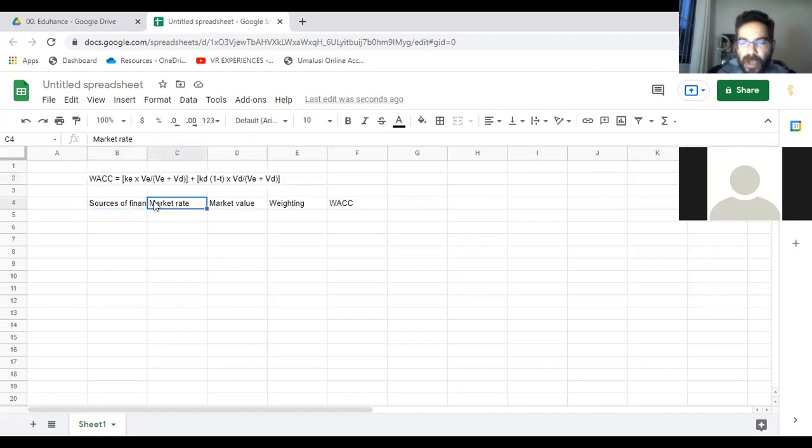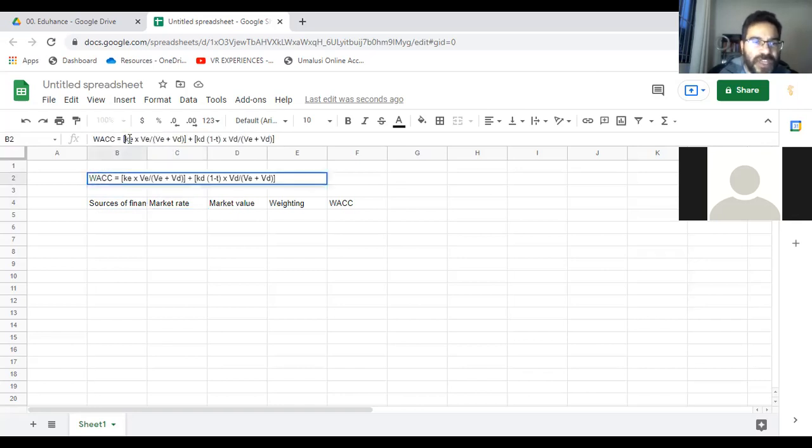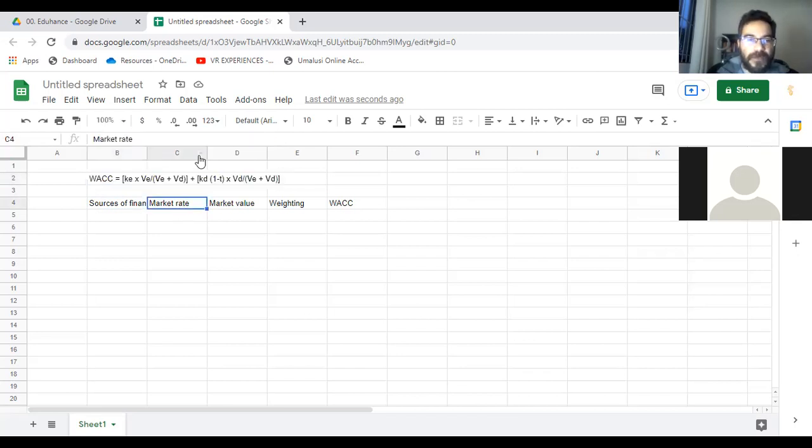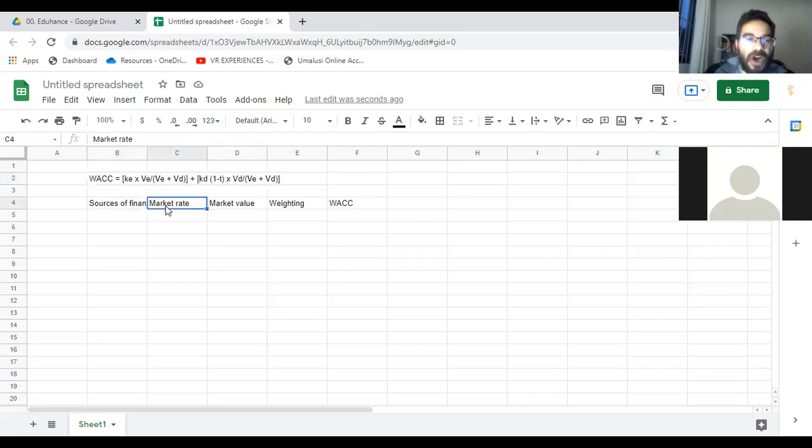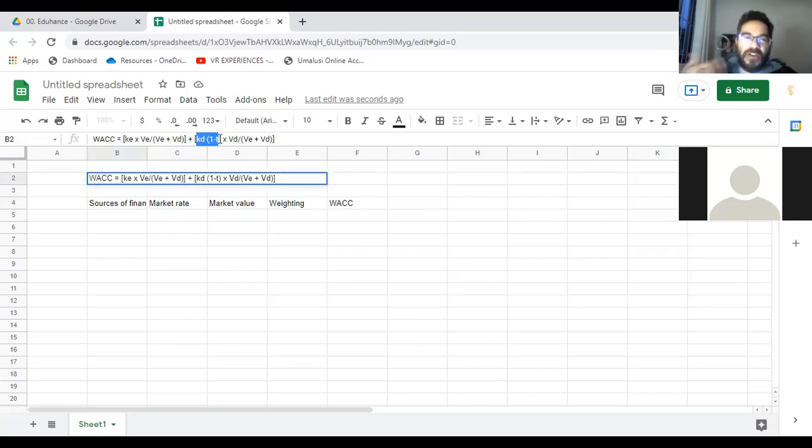Now we need the market rate. Here we go. That over there, KE, is the cost of equity, which is a cost of finance. We want the market rate of the cost of equity, so that is the market rate over there. Then we have KD. KD is your cost of debt, which for this column over here is our market rate. The only thing is when it comes to KD, we say 1 minus T, we take it after tax.